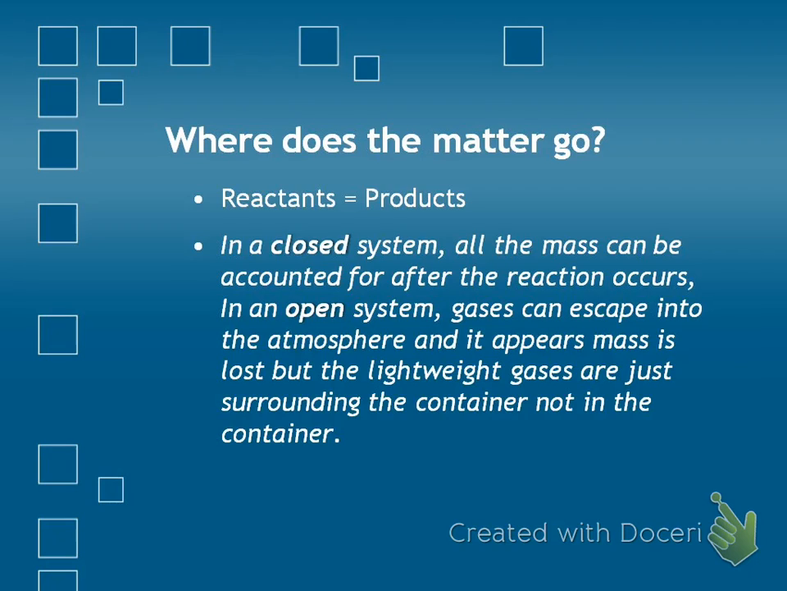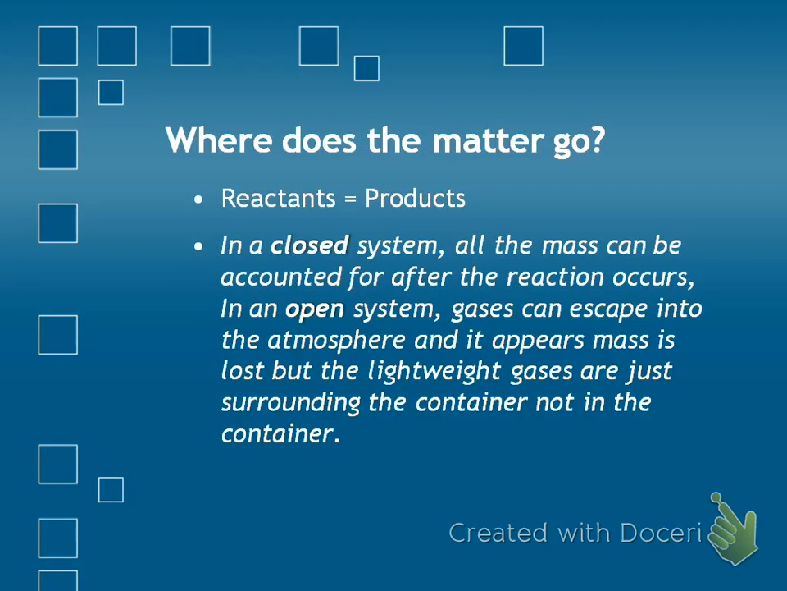So that tells me that the total number of atoms of each element has to be the same on both sides of the equation. And next week we will start counting those atoms and see if equations are balanced or not. Now, another thing you have to remember in a chemical equation is that if the system is closed, then all the mass can be accounted for on the product side of the equation.